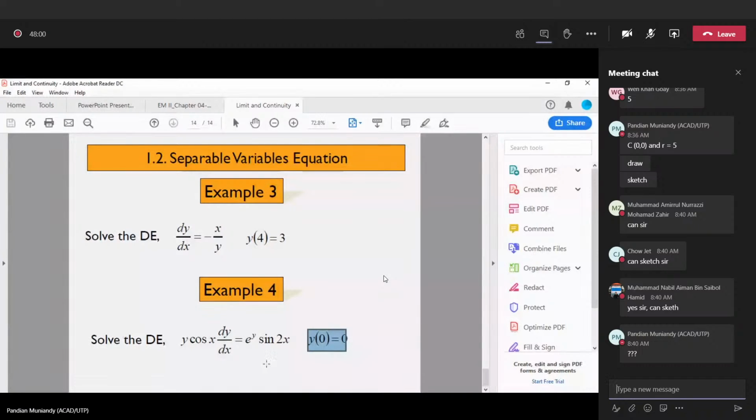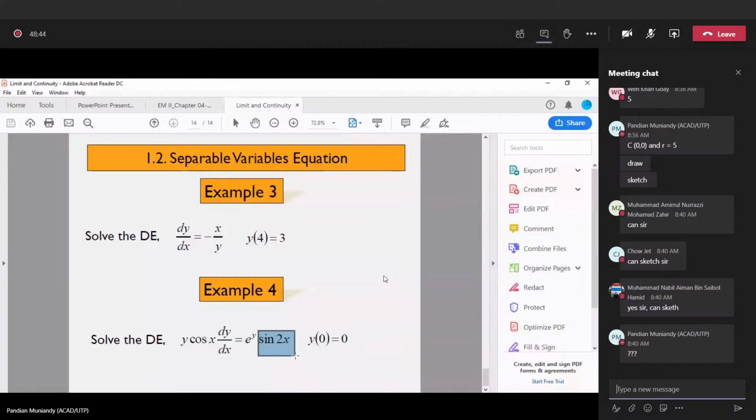Now, if you want to solve this, y cos x dy/dx = e^y sin 2x, for this sin 2x we have to use the trigonometric formula. You simplify sin 2x, you write as 2 sin x cos x. So therefore, the left-hand side, y divided by e^y dy, equals the right-hand side 2 sin x cos x divided by cos x. You have 2 sin x dx.